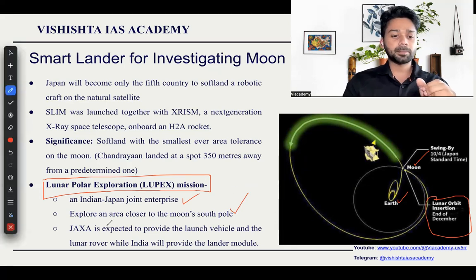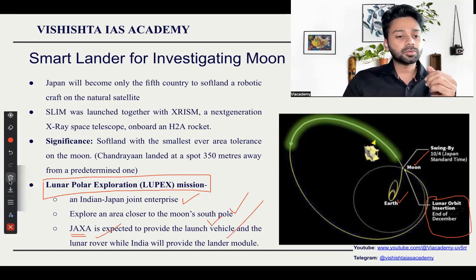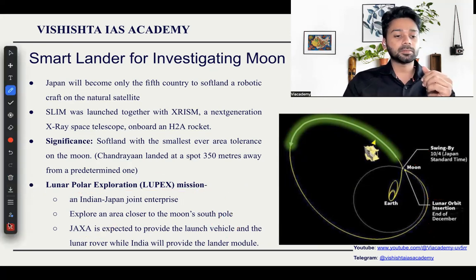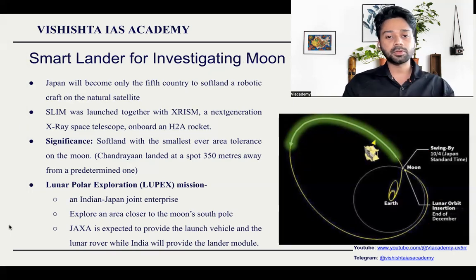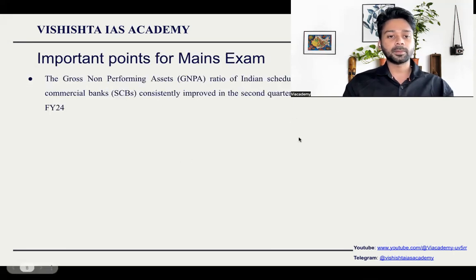So in this mission, the Japan Space Agency, that is JAXA, will provide the launch vehicle and lunar rover, whereas India will provide the lander module. So these things are extremely important from the prelims examination point of view. Take a note of it.